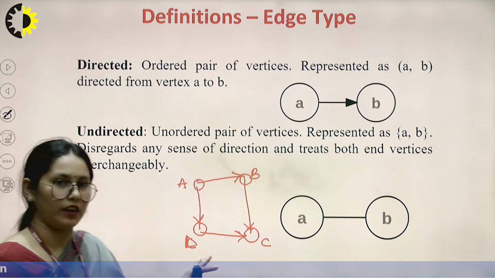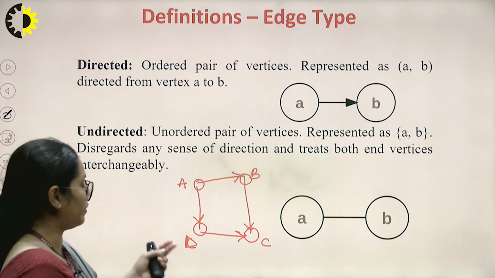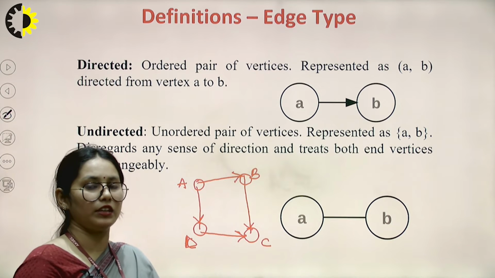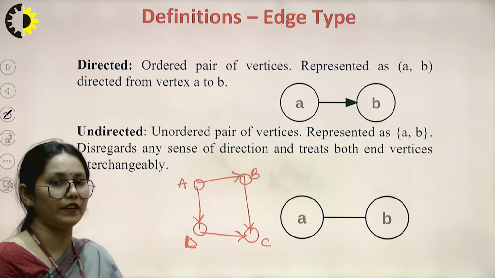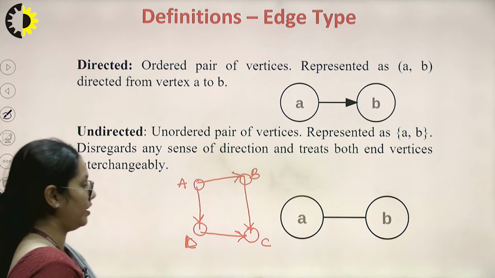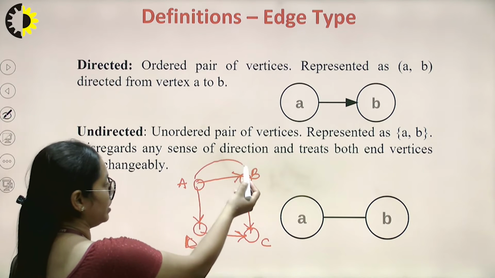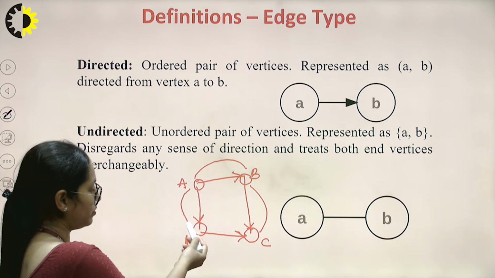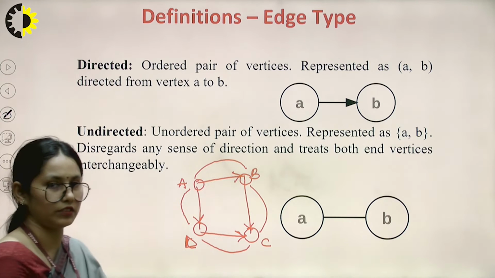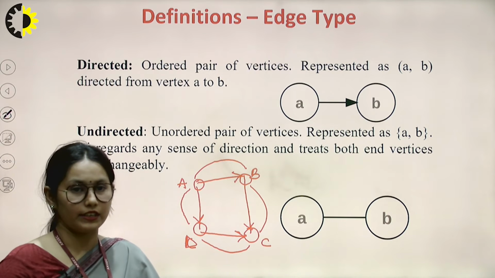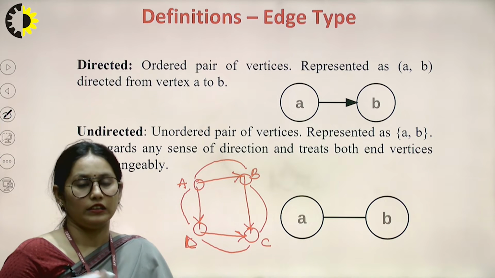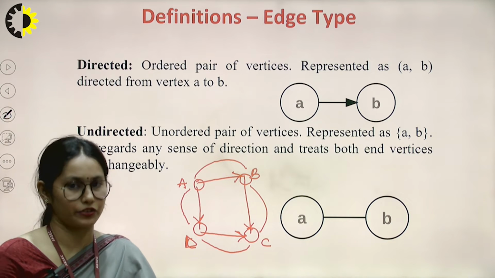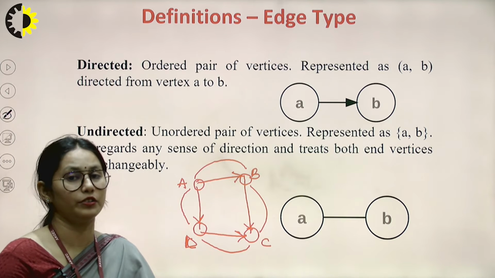In this graph, if I want to traverse vertex C starting from node A, how am I going to traverse? I would have various paths available. You can go from A to B, B to C. That is one path. Another path is you can go from A to D and D to C. That is the other path. Basically, directed means an ordered pair of vertices having a direction from where you are starting and to where you are going.